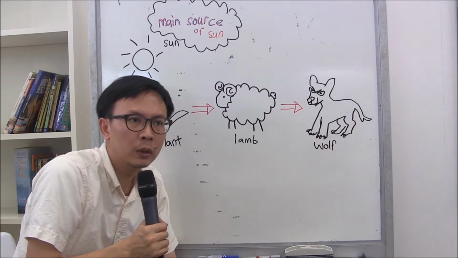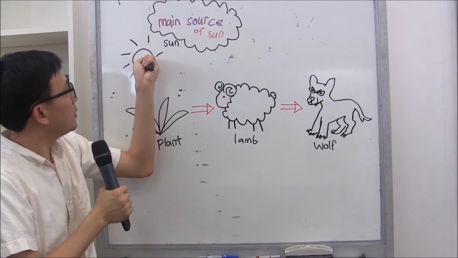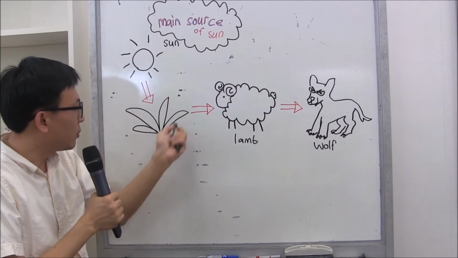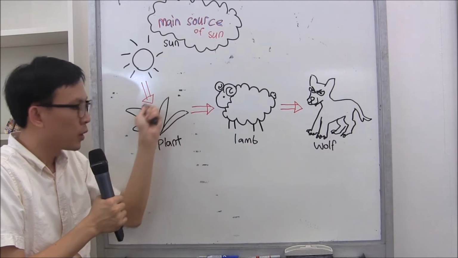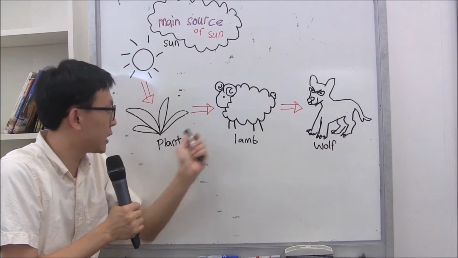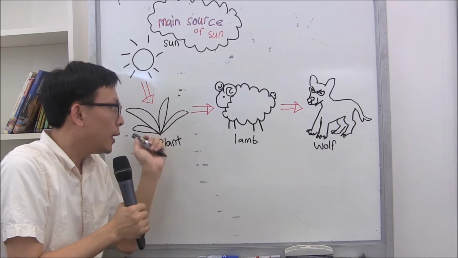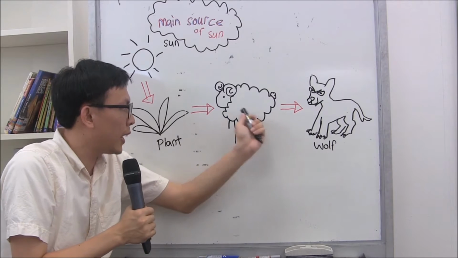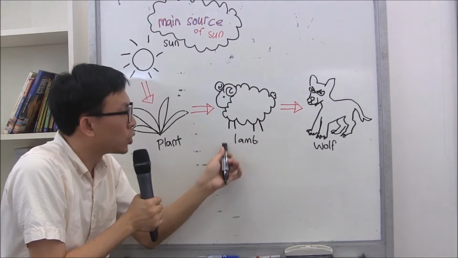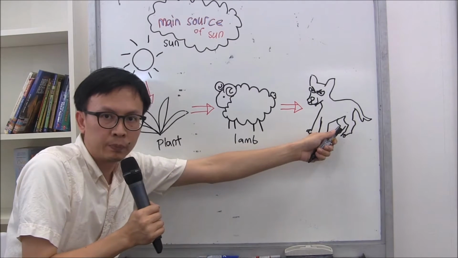Can you all see that now? First, the sun gives light energy, which helps the plant to make food. The lamb gets its energy from the plant because the lamb eats plants, and then energy is transferred from the plant to the lamb, and subsequently from the lamb to the wolf.